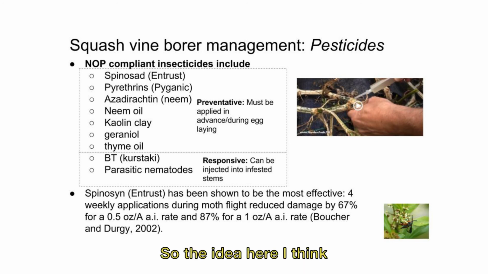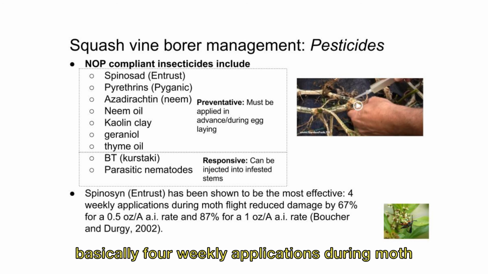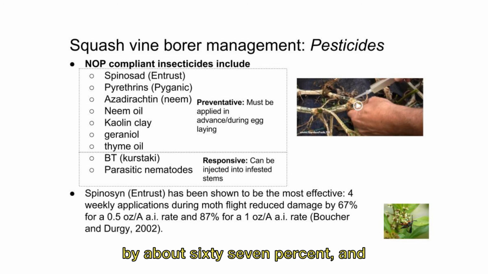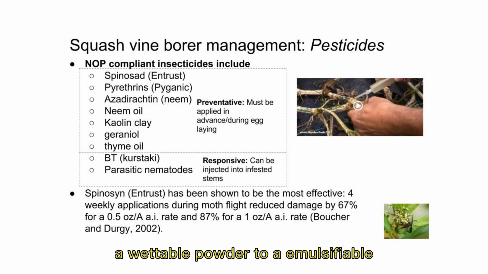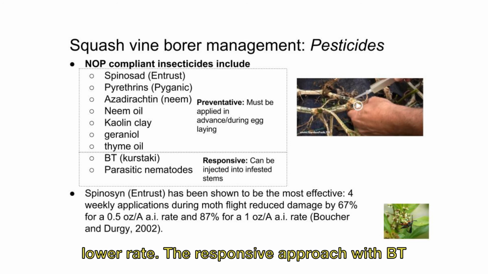So from our review of the literature, Entrust has been shown to be probably the most effective. Basically four weekly applications during moth flight have been shown to reduce damage by about 67%. That's 2002, so these rates are probably a little different because they've shifted from a wettable powder to an emulsifiable concentrate in the last four years. Spraying at a higher rate provided better control compared to spraying at a lower rate.